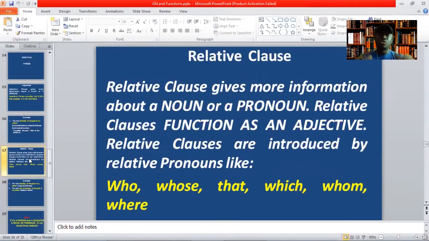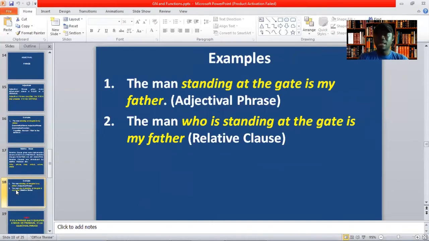Relative clause. Now, relative clause acts as an adjectival. It gives you more information about a noun or a pronoun, and it is introduced by relative pronouns such as who, whose, that, which, whom, where. For example, the man standing at the gate is my father. That's an adjectival phrase. The man who is standing at the gate is my father. Now, note that there is no relative phrase, only relative clause.